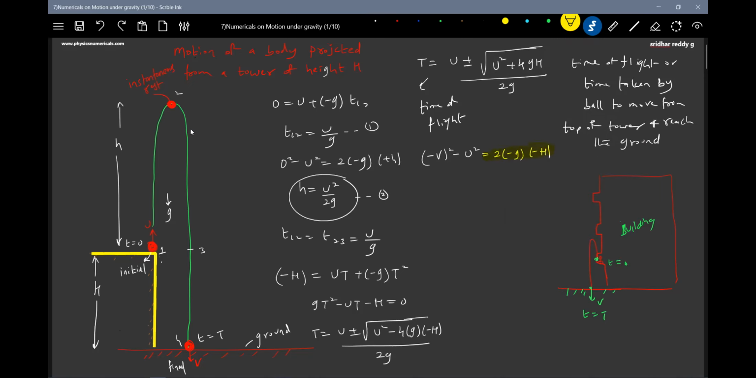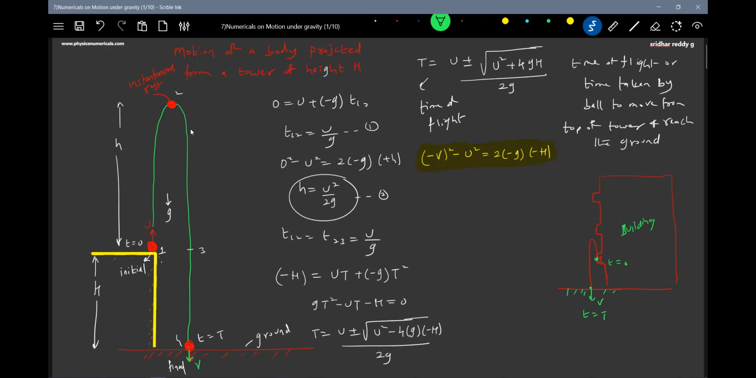The signs are something very, very important. Look at that: minus v square minus u square. So why negative sign for v? It is directed opposite to initial velocity. Not visible. I'll make it other contrast colors.